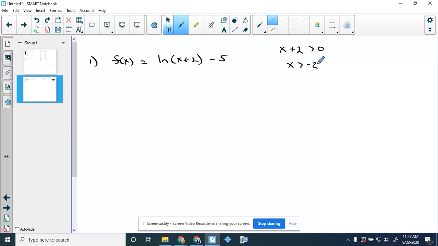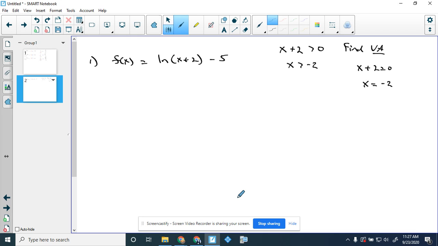But it actually turns out that this -2 is going to be your vertical asymptote. To figure out where a log function is not defined, you basically set the input equal to 0. So to find the VA, we just set that input equal to 0, and we get x equals -2. That's me just using pre-calculus to find my vertical asymptote.